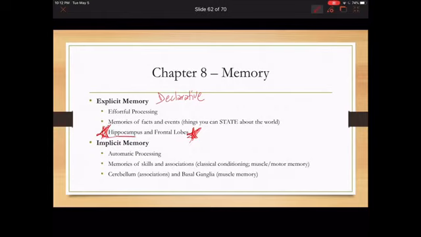Implicit memory we call automatic processing. It's memories of skills and associations. So classical conditioning associations are stored in implicit memory, and so is your muscle or your motor memory. Now, you do want to know which does which. Your cerebellum is for those classical conditioning associations, so all the C's go together, cerebellum with classical conditioning, also operant conditioning. So cerebellum is just for conditioning in general. And then your basal ganglia is that muscle memory, remembering how to do a dance or how to ride a bike, right?